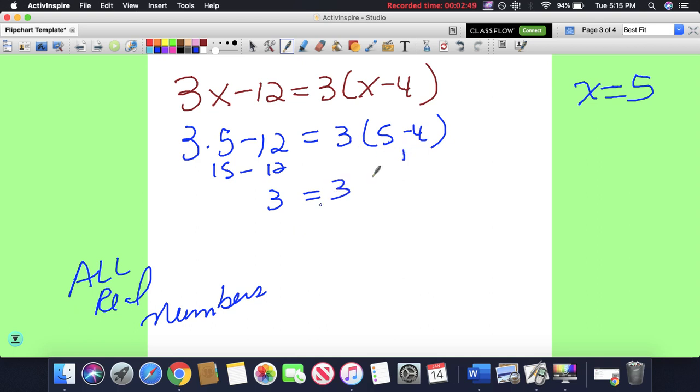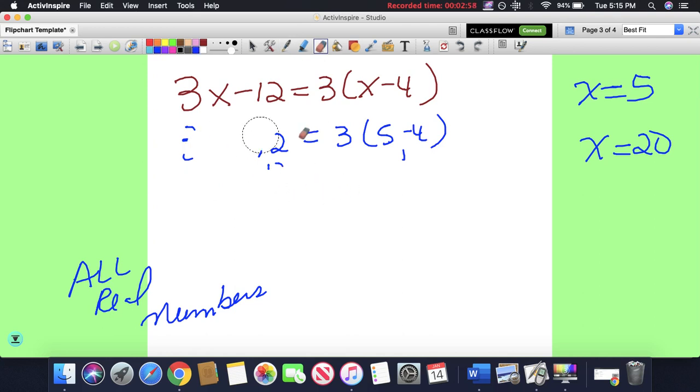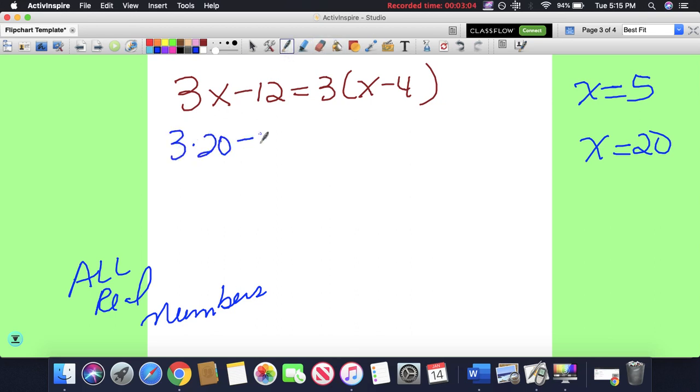Wow, look at that. I just picked some random number. Let's pick another random number. I just don't want to do too many calculations, so let's pick x equals 20. Let's see if it works. And again, it's truly random. So I get 3 times 20 minus 12, and on this side I get 3, parentheses, 20 minus 4. 3 times 20 is 60, 60 minus 12 is 48. This side, 20 minus 4 inside the parentheses is 16, and 16 times 3 is 48. Look at that. It works again.